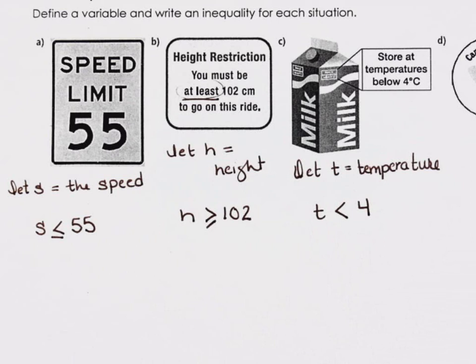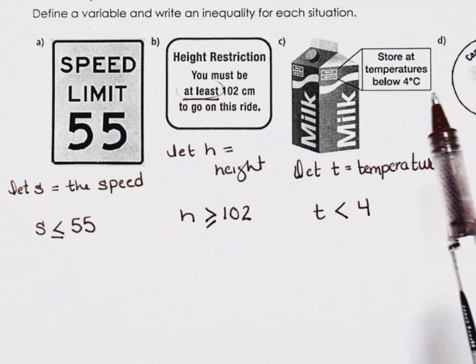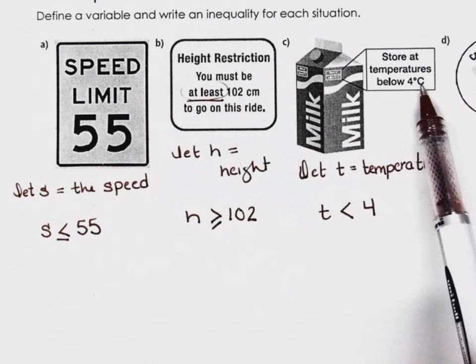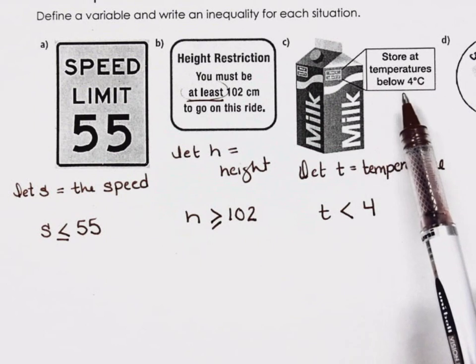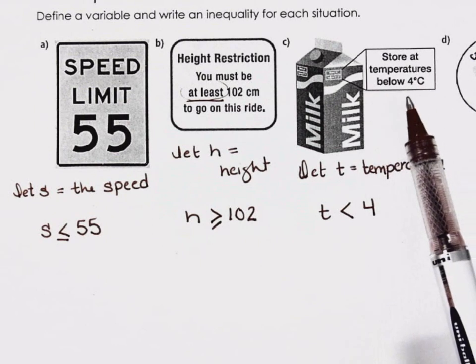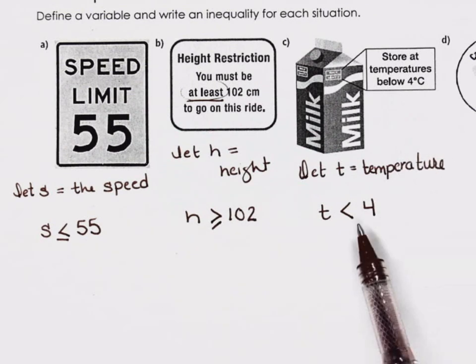Now, does it equal 4? So this one just says below 4 degrees. Does it include the 4? No, this one doesn't say anything about that. It just says it has to be less than 4 degrees, so it's got to be below 4. So we're going to leave the inequality like that.